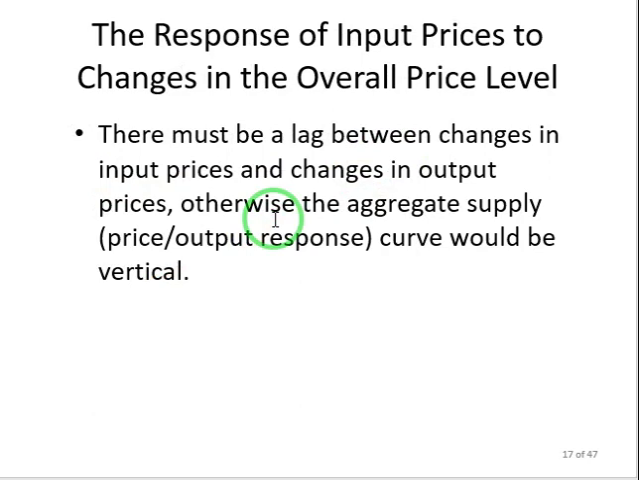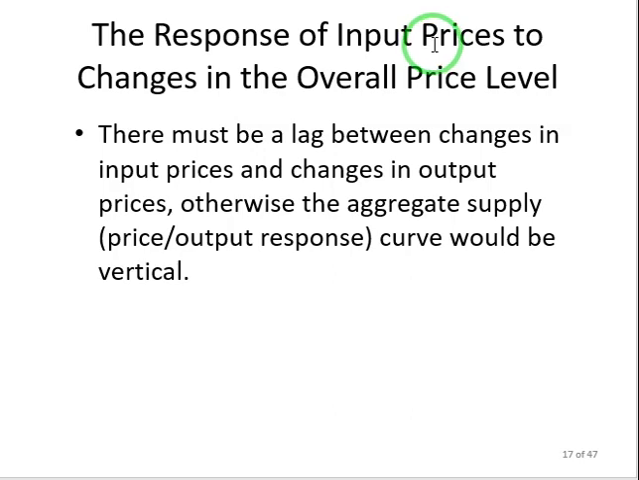The response of input prices to changes in the overall price level. We talked about the prices of goods. I told you whenever the price of goods increases, or whenever the price level increases, aggregate supply will increase. But the relationship between the prices of goods and services and the prices of inputs, or you can say the wages, is a positive one, but there are time lags involved.